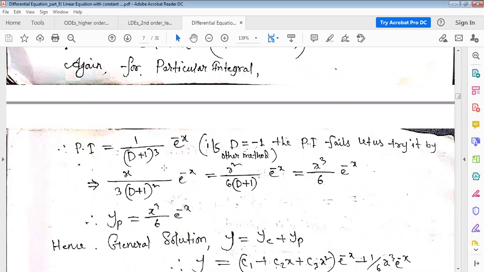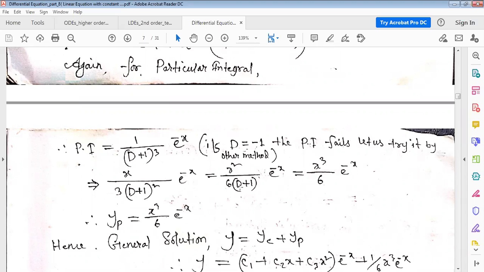So after putting a single x here, we can differentiate the denominator. Then the differentiation of the denominator will be 3(D plus 1) whole square, with e to the power minus x, and this will again be undefined for this coefficient of x, -1. So again differentiating this, you have to put another x in the numerator: x square divided by 6 into (D plus 1) e to the minus x.